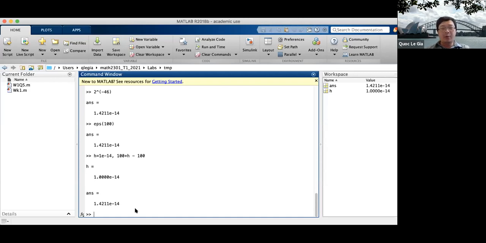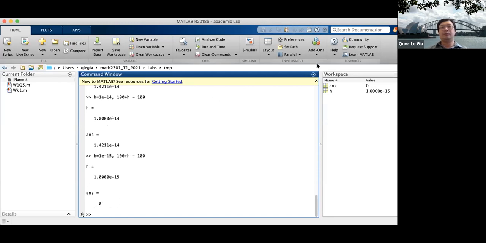And now if I put in h as e minus 15, which is 10 to the minus 15, and you got 100 plus h minus 100, so now my h is 10 to the minus 15, but the answer is 0. So there's a big error.